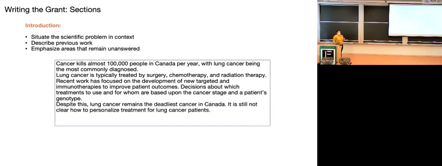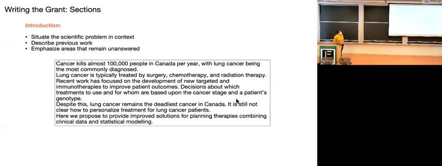Then say, even though we do all of this stuff, it's still the deadliest cancer in Canada. We know how to treat it somewhat. We know how to stratify patients. It doesn't really seem to be helping as much as we'd hope. It's still not clear how to personalize therapy for lung cancer. By the way, this is a fictitious example. I don't work in lung cancer, but from what I remember from talks, these are mostly true, but do not take my word for all of this.